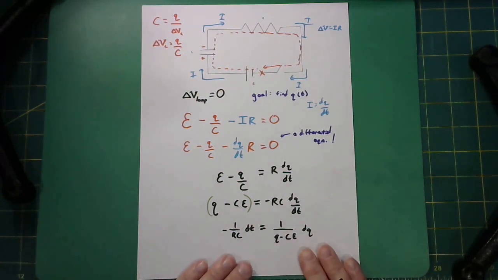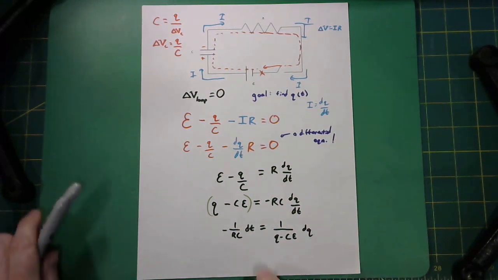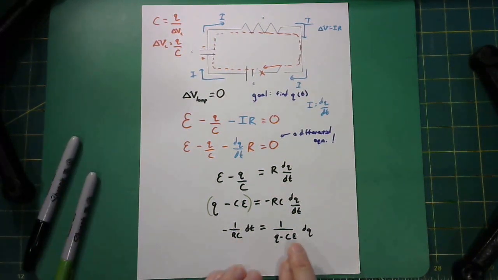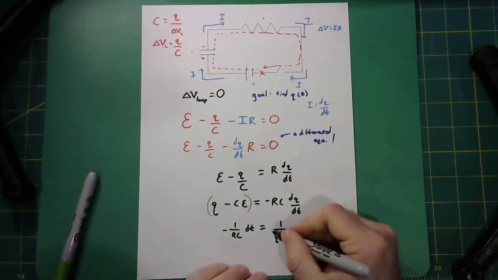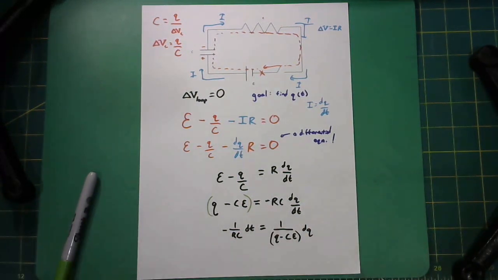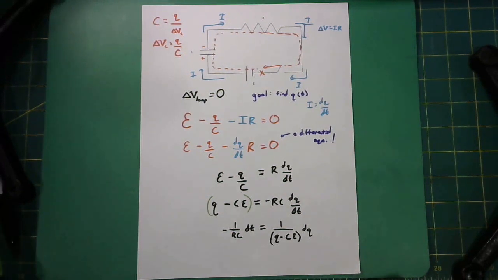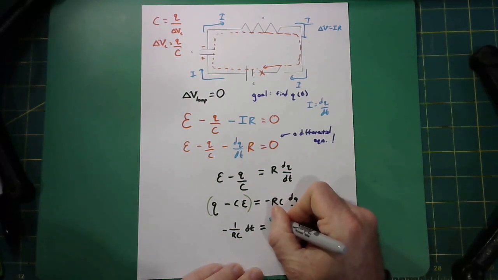Okay, and this is it. I have now successfully separated my variables, right? I've got a side that's just got T's and DT's and a side that just has Q's and DQ's. This is the way I do it. Put those parens around that. And so now I am all set to integrate. So I'm going to go ahead and drop my integral sign.